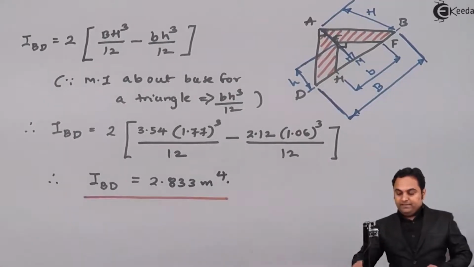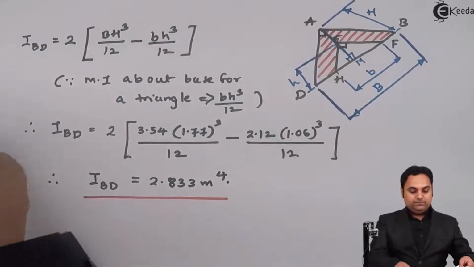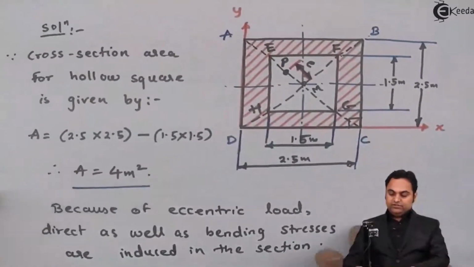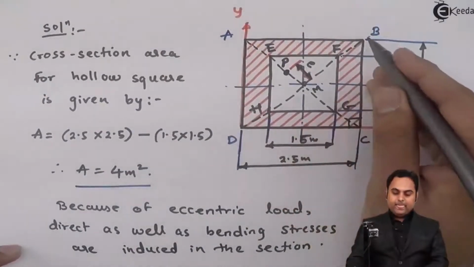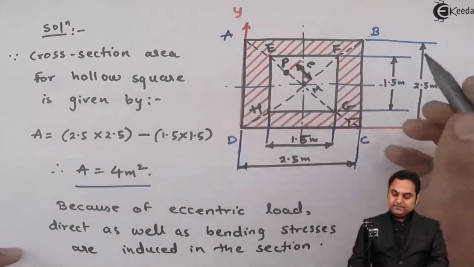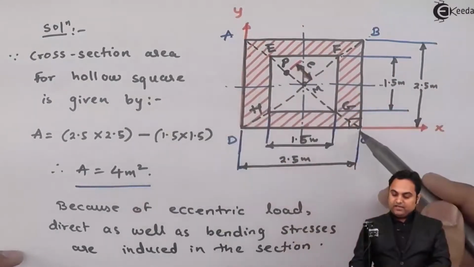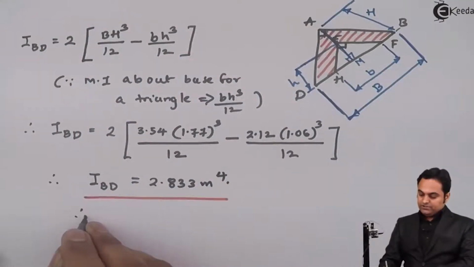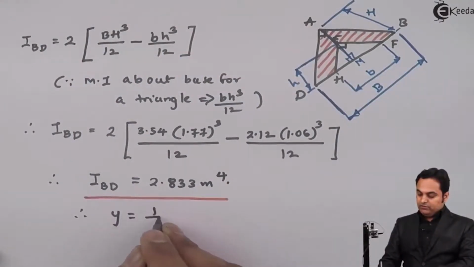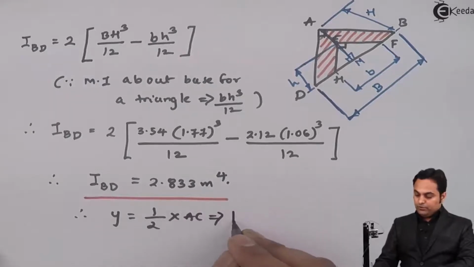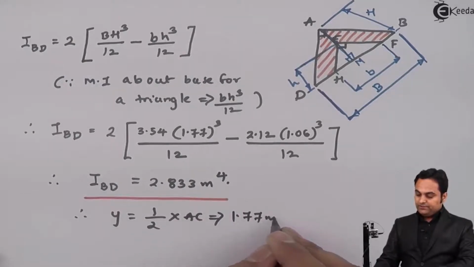Now after getting I_BD, we need to know the distance of this axis BD with respect to either point C or point A. That is the same, so it will be exactly at half of AC. Therefore distance y is equal to half of AC, and it is 1.77 meter.